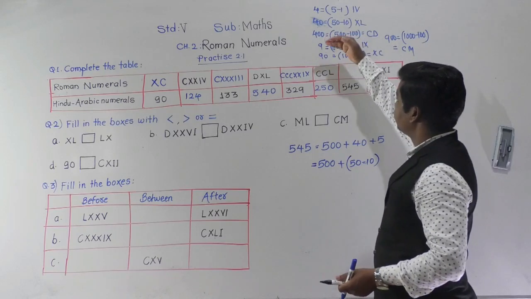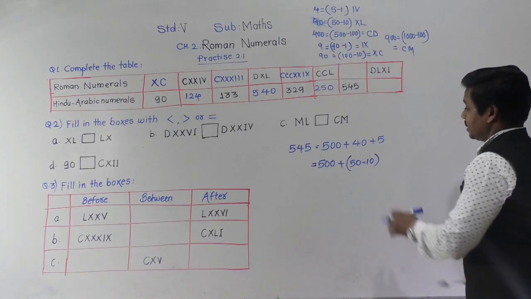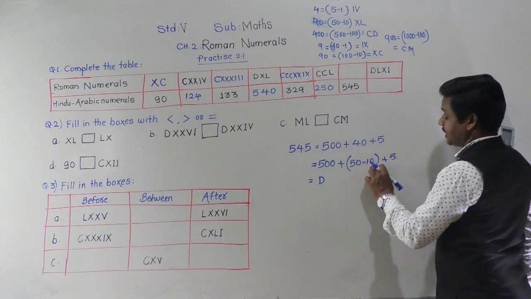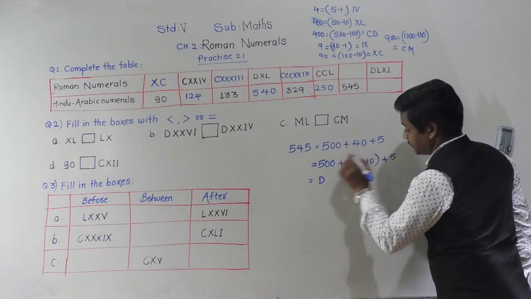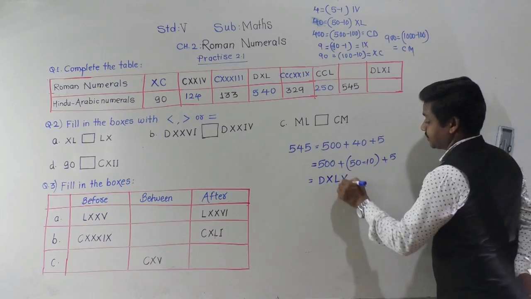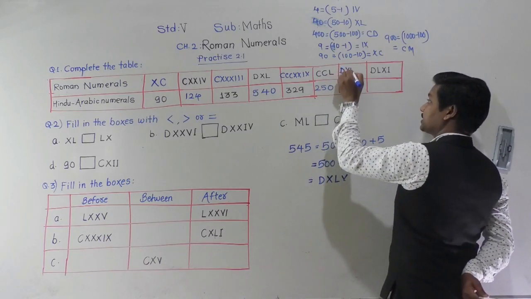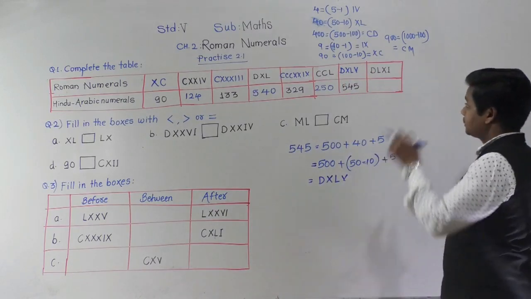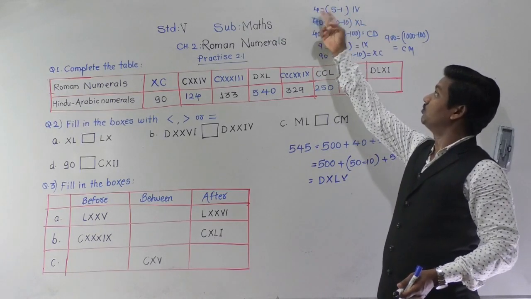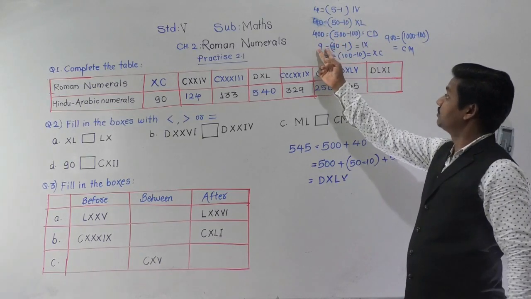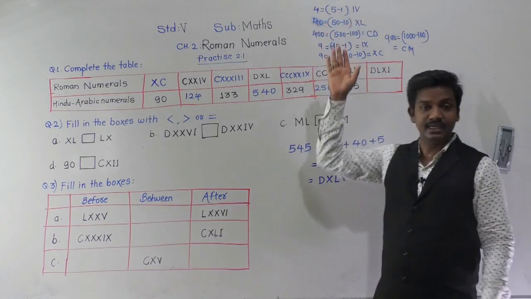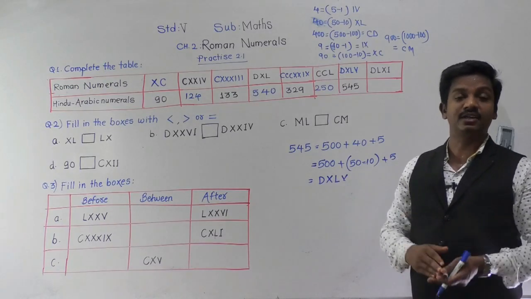So, this is the pattern. Now 545: how to write it? 500 means D. 50 minus 10 means when there is subtraction, the smaller numeral is written before the greater symbol. That is XL, plus V. So 545 means DXLV. Understood? Or directly you can keep in mind the symbols: 40 is XL, 4 is IV, 400 is CD, 9 is IX, 90 is XC, 900 is CM. If you keep this in mind, that will be well and good, understood?